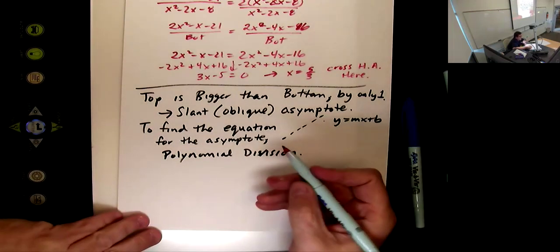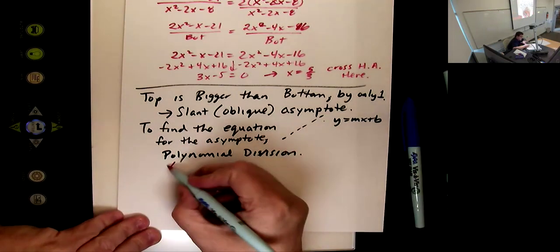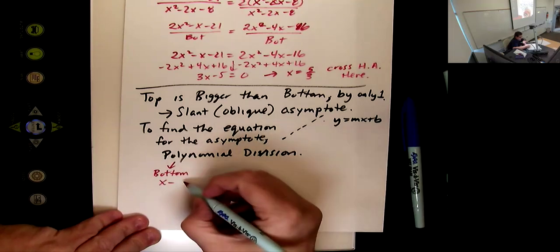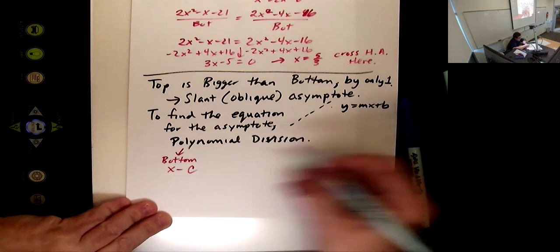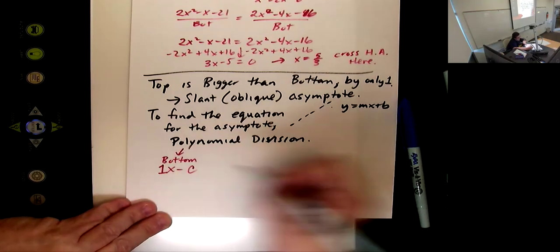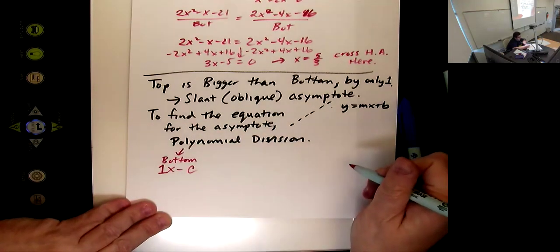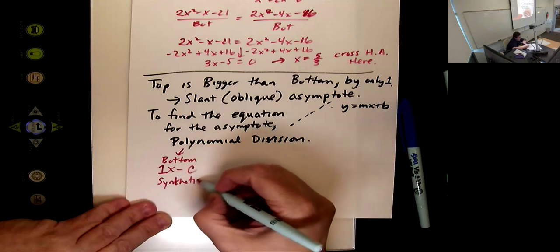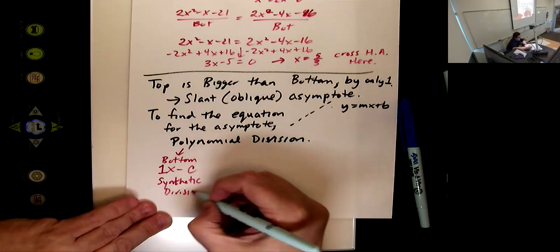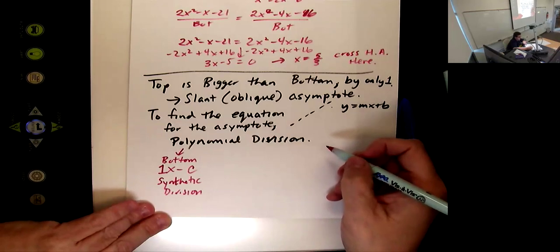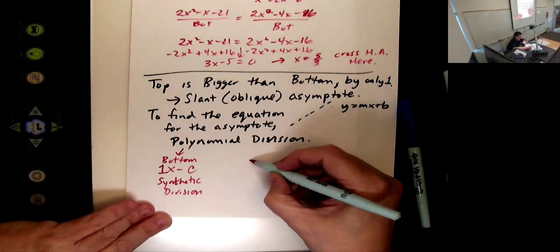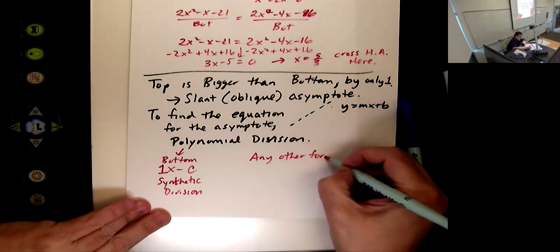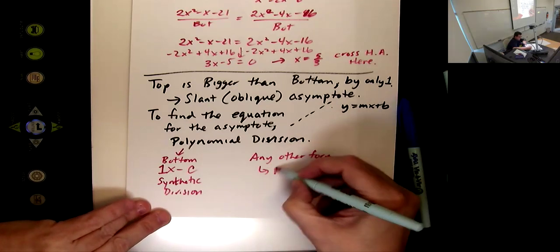Okay, two ways of going about it. If the bottom is in the form x minus c, some value, and I'm going to specifically indicate one x minus c, you can do synthetic division, which is the easier route. Any other form, we have to do polynomial long division.